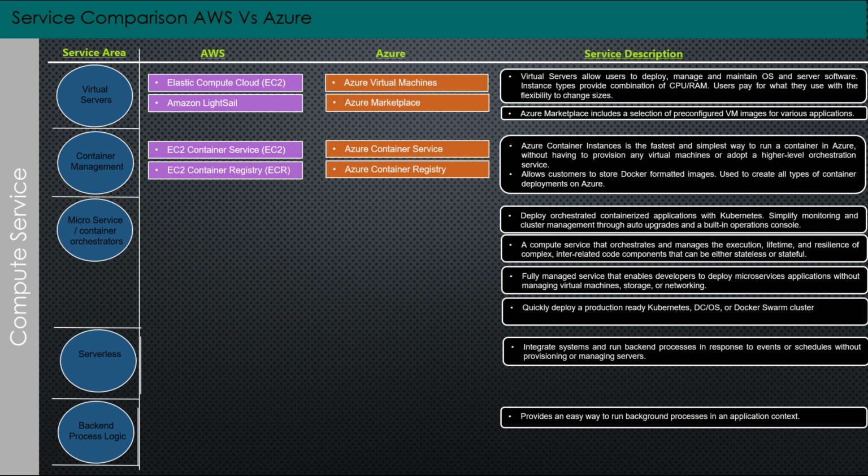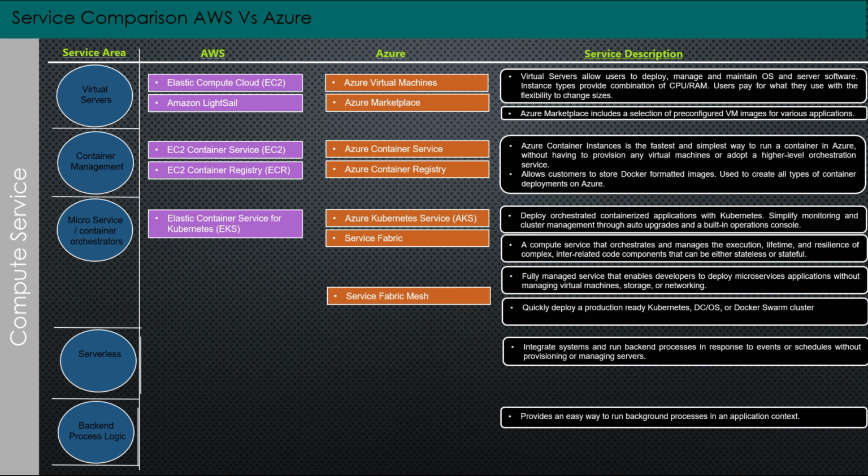Let's talk about the third service area, that is, microservice container orchestrators. AWS provides Elastic Container Service for Kubernetes, EKS. Azure provides Azure Kubernetes Service (AKS), Service Fabric, Service Fabric Mesh, and Azure Container Service (ACS).